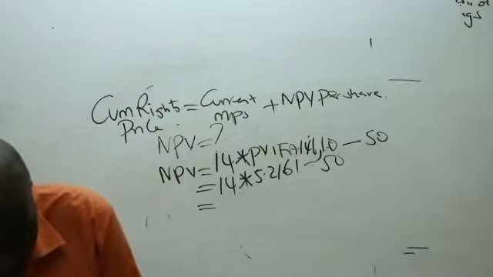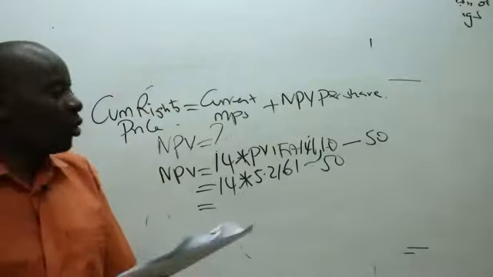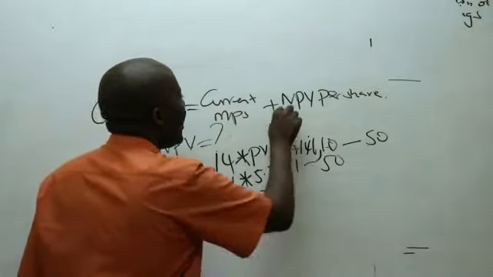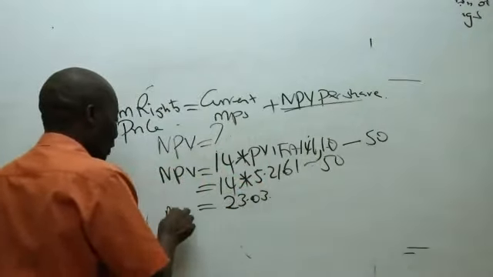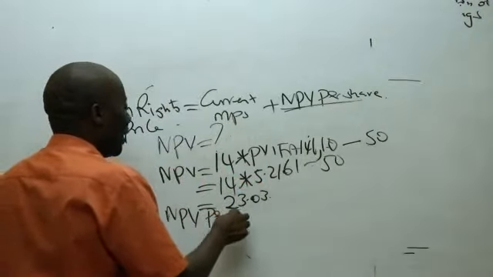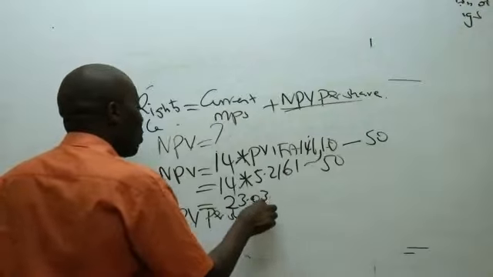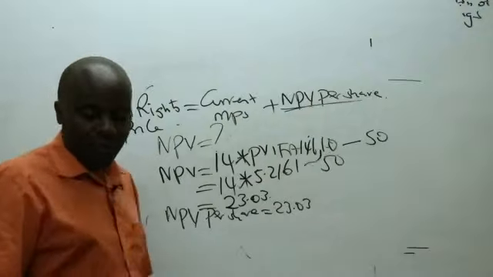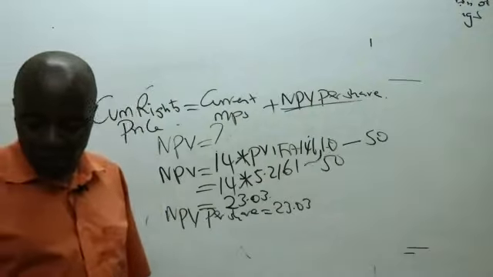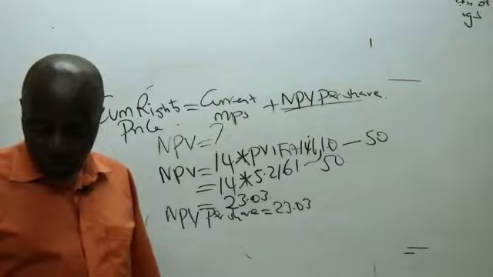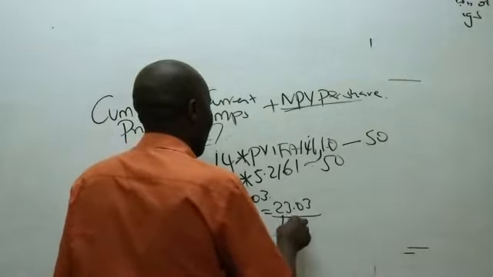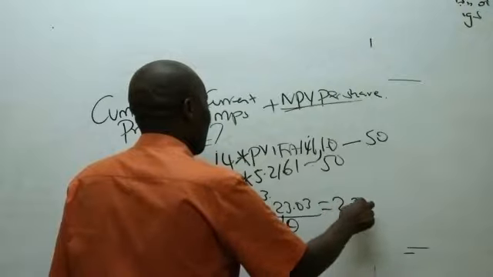So we are getting what figure? 23.03. But now remember here, what do they want? They want us to give them the NPV per individual share. Remember, these funds were to be invested in a project with how many shares in total? The company has 10 million shares. So divide this by 10 million. So at the end of the day, it will be 2.303.